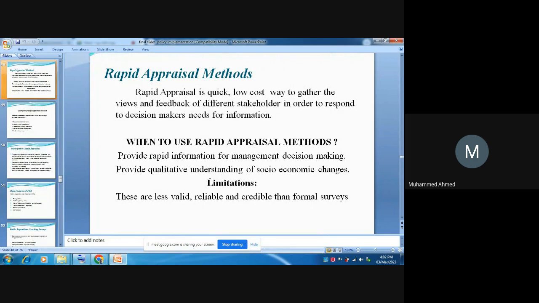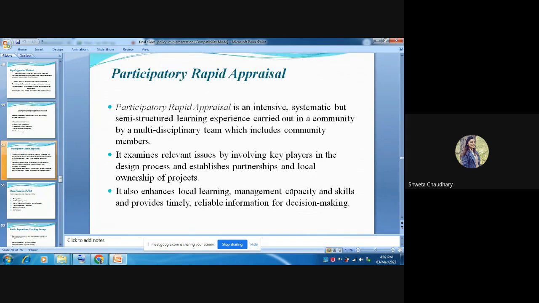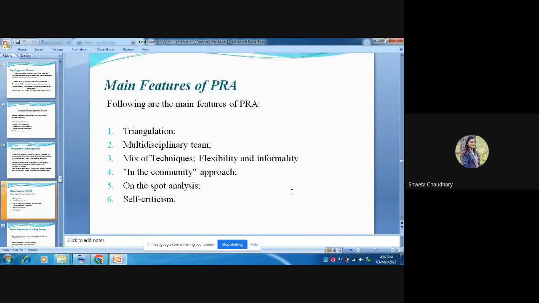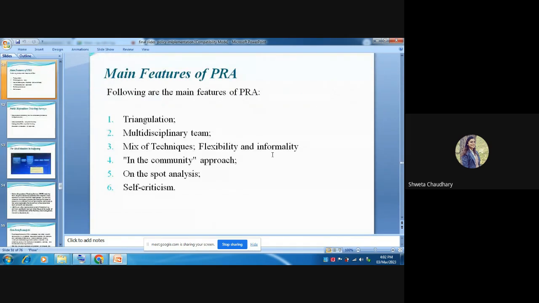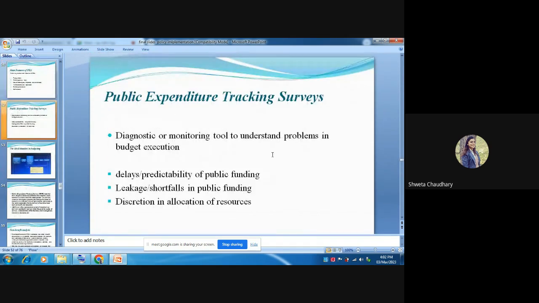What are the socio-economic changes that have been brought about by rapid appraisal? So things are being done after, this is the post-implementation approach, not pre. Then come to public expenditure tracking survey.